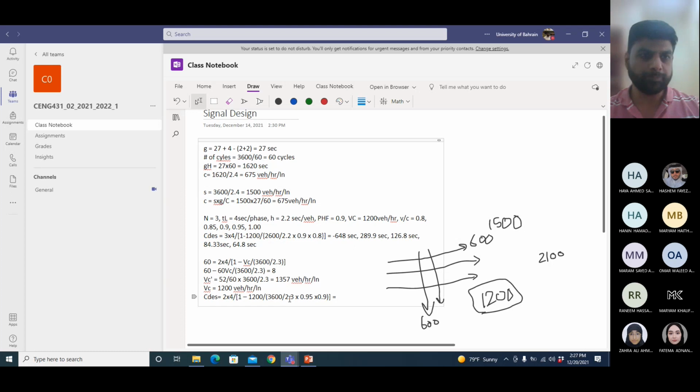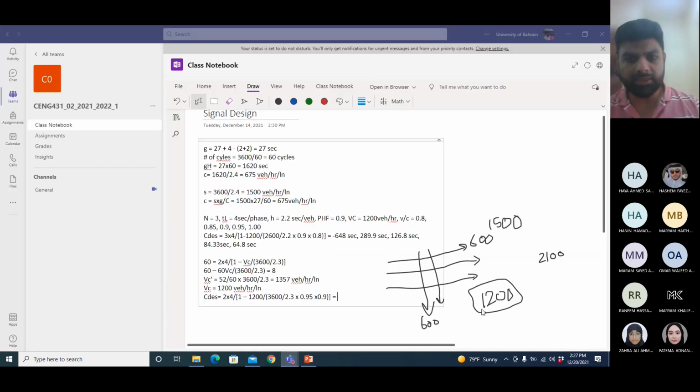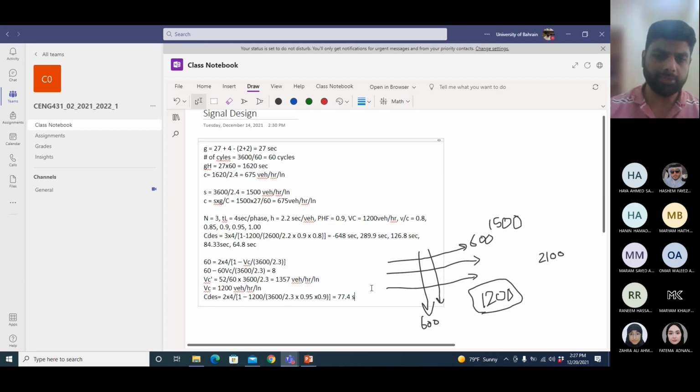How much is C desirable? 77.4 seconds, yeah. And you can round it up to 80 seconds. Okay, it's allowed. You can round up the cycle length to 80 seconds, no problem. Usually to the nearest 5 or 10 seconds. So this is the desirable cycle length.